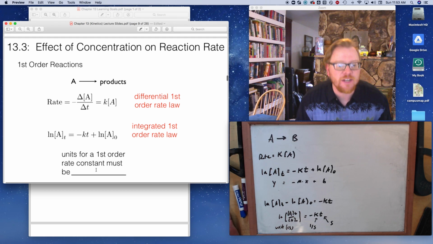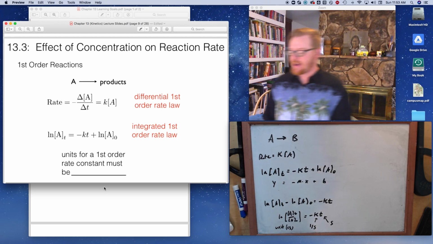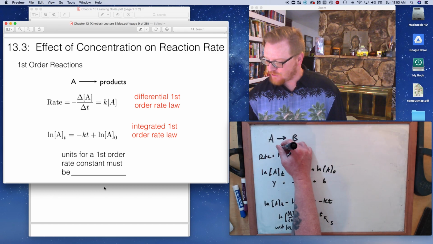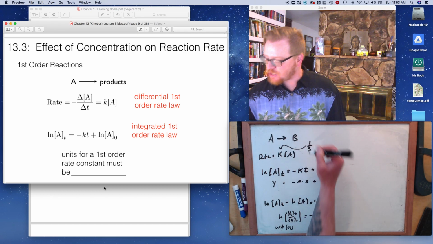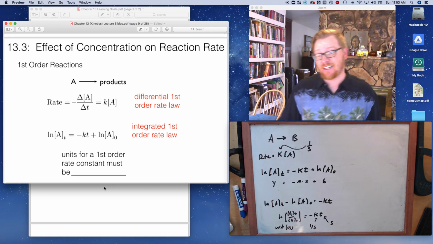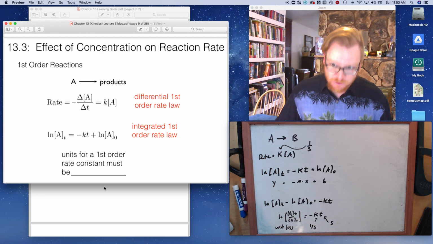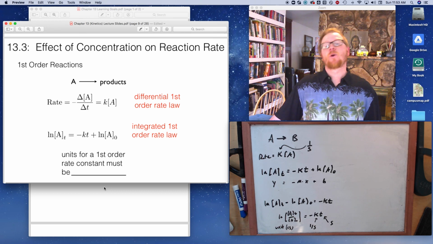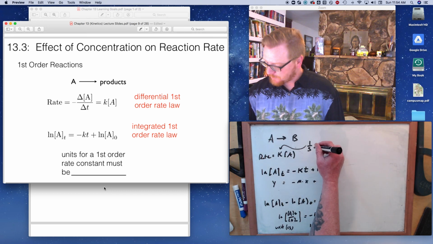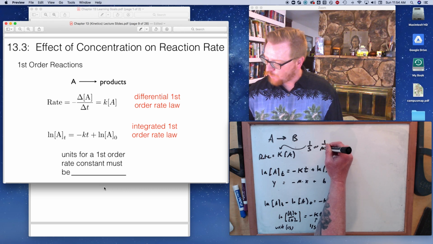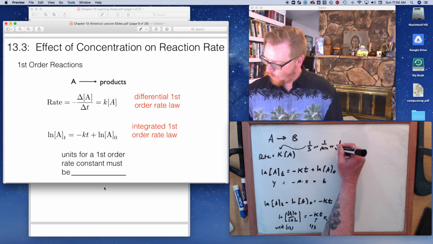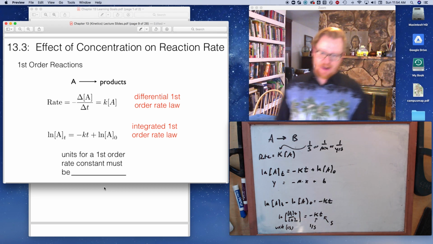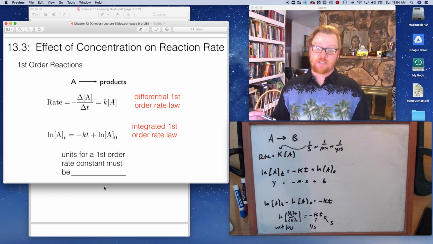So write that down here. Units for first order rate constant must be 1 over seconds. And so that very much is the same as a frequency unit, right? That's the unit of a hertz. Okay? But now if we were doing our time in minutes or years or hours, it would be 1 over minutes or 1 over years. Basically, the units of a first order rate constant is 1 over time.